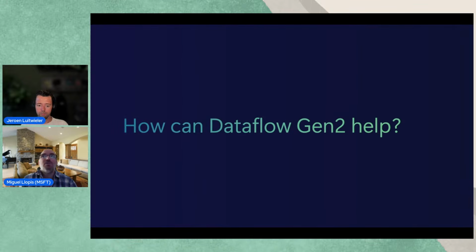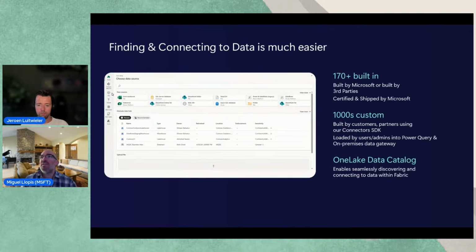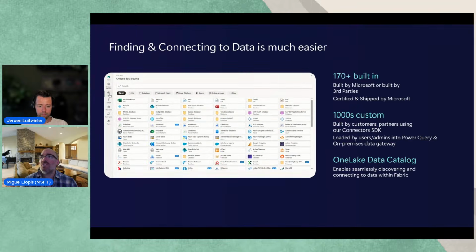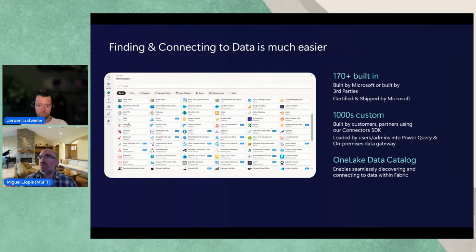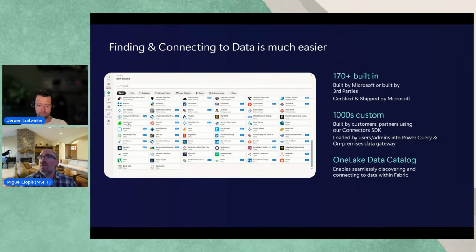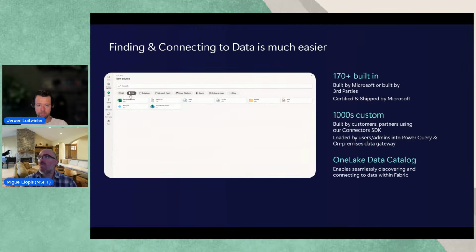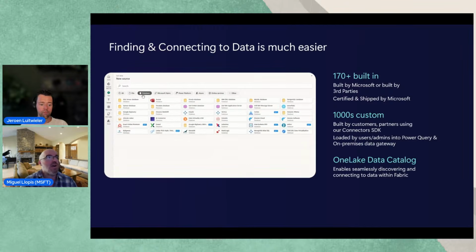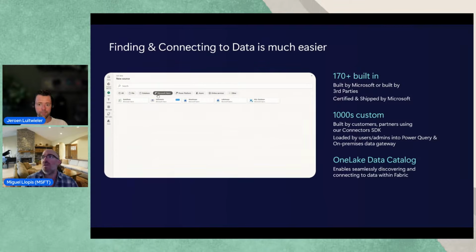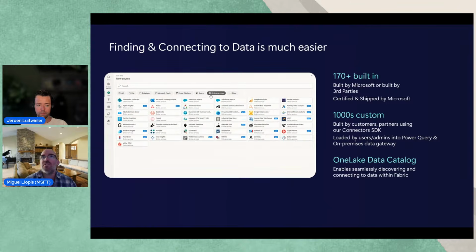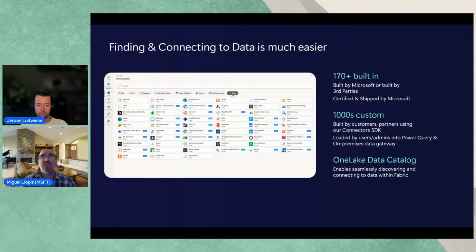All right, so here comes Dataflows Gen2 to the rescue. How can Dataflows Gen2 help? First of all, Dataflows Gen2, as we said earlier, includes hundreds of connectors, over 170 built-in connectors. These are connectors built by Microsoft or third parties and certified and shipped by us. That gives you really a broad set of ready-to-use options for connecting to the most common systems and services across files, databases, of course, Fabric, Azure, Power Platform services, many other online services, and third-party connectors as well.